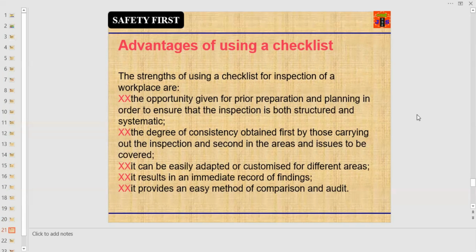Now, let us discuss the advantages of using a checklist. The strengths of using a checklist for inspections of a workplace are the opportunity given for prior preparation and planning in order to ensure that the inspection is both structured and systematic. The degree of consistency obtained first by those carrying out the inspection and second in the areas and issues to be covered. It can be easily adopted or customized for different areas. It results in an immediate record of findings. It provides an easy method of comparison and audit.